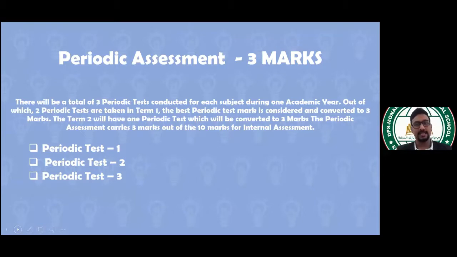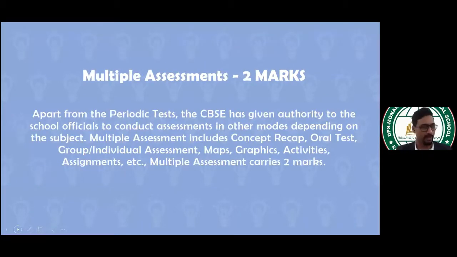Whereas in the second term, we'll be having 1 periodic test and the marks of that will be converted to 3 marks. So there are 2 places where we consider the periodic test. As I said, in the first term, we'll be having 2 periodic tests, and the best periodic mark will be considered and converted to 3 marks. And in the second, we'll have 1 periodic test where the mark is converted to 3 marks. The periodic test will consist of 3 marks out of 10 marks of internal assessment. Moving next is multiple assessment.